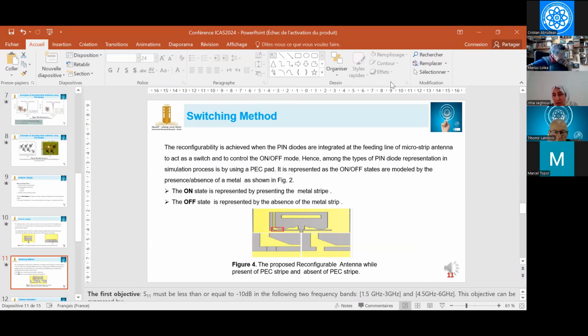To achieve reconfigurability, we include the PIN diode in the structure of the antenna. We present two states, the on state and the off state. The on state is represented by the metal strip, and the off state is represented by the absence of the metal strip.